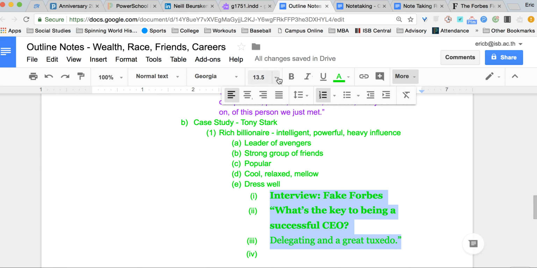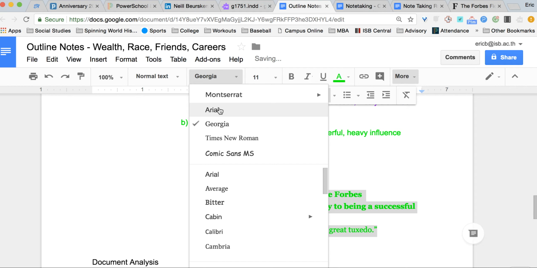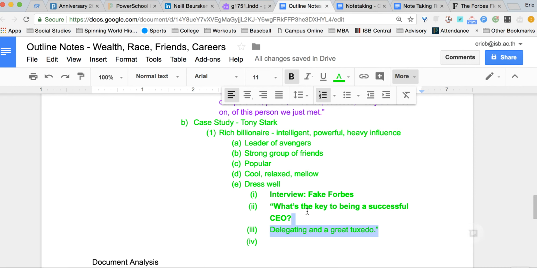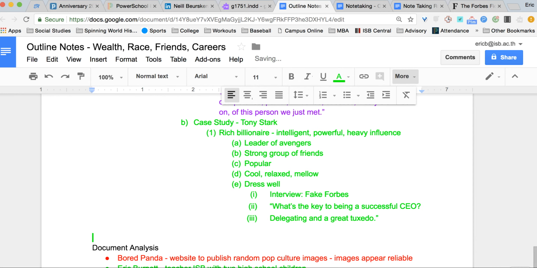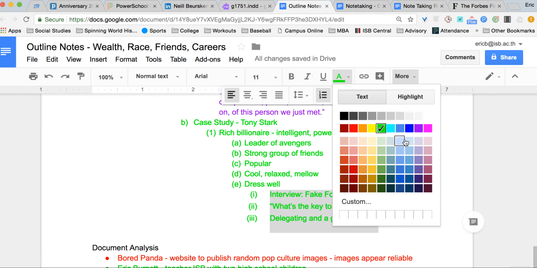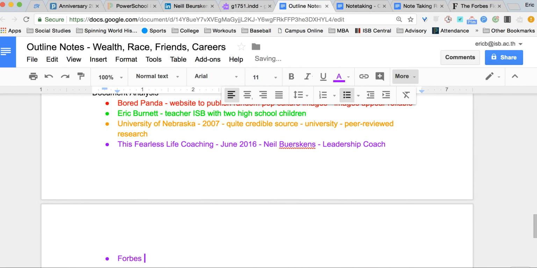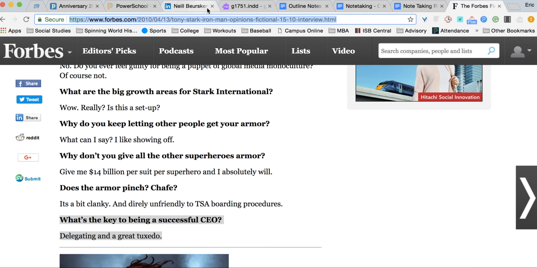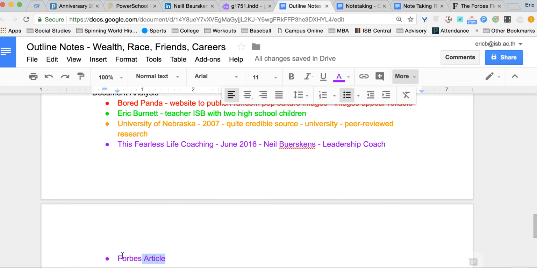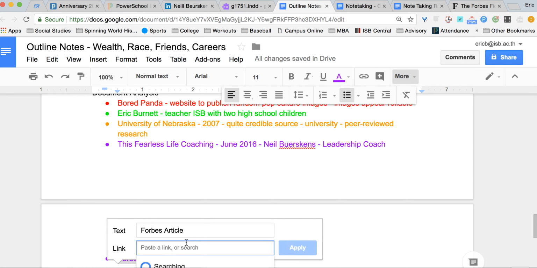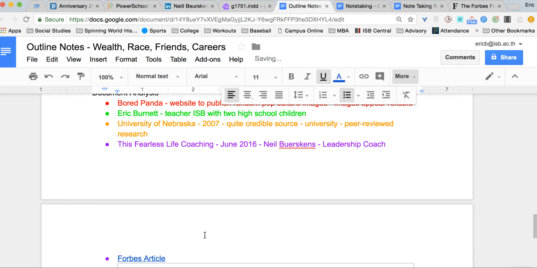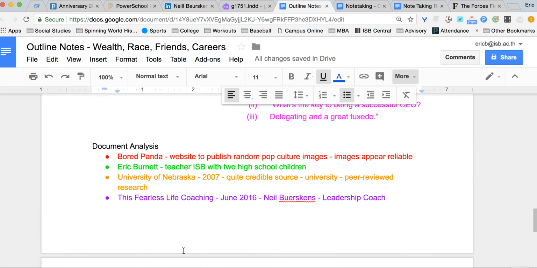Now this is size 11, Arial, and I don't want it too bold. And this is now a new color because it comes from Forbes. Pink. This is now a Forbes article. Okay, and we put this in here. Now, I'm going to actually link this one because I haven't used it yet. Oh, because I'm sorry, it wasn't on the Haiku page.